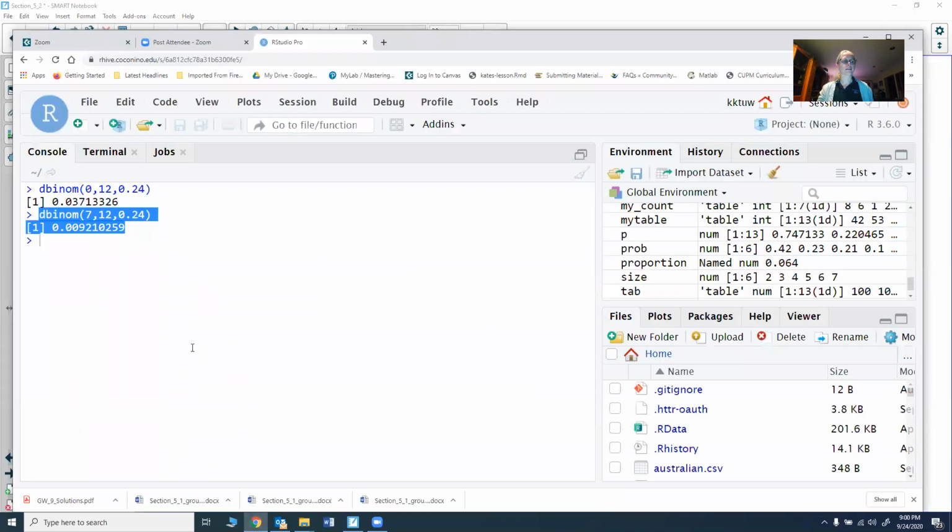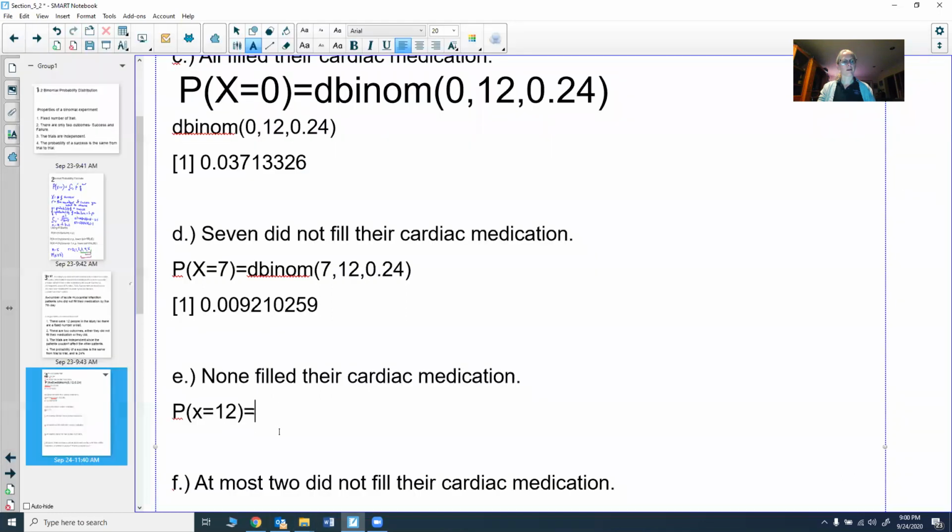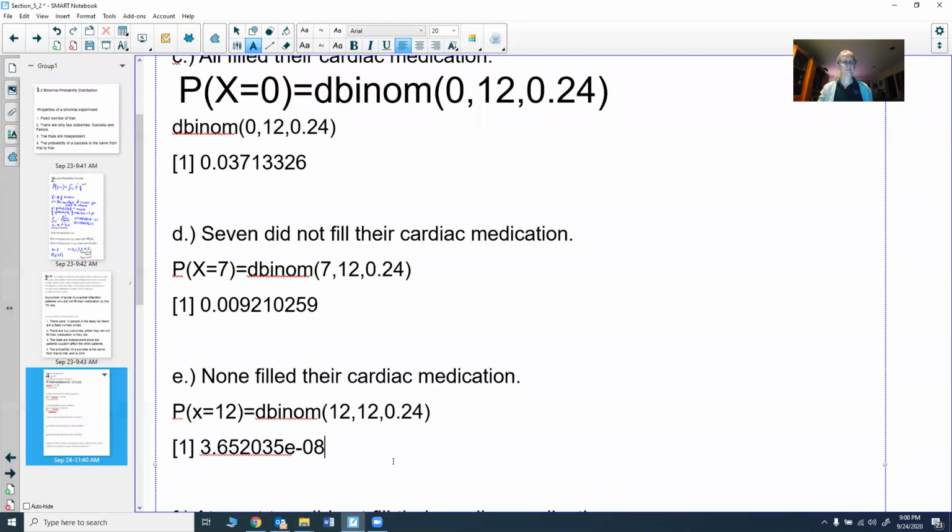So again, we're going to go back to here. We'll bring the up arrow over, change that 7 to a 12. The other numbers don't change because we haven't changed any of those. And then we're going to see what that number is. All right, so that is this number.